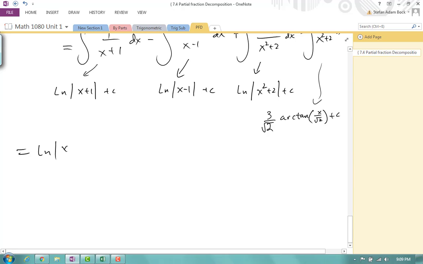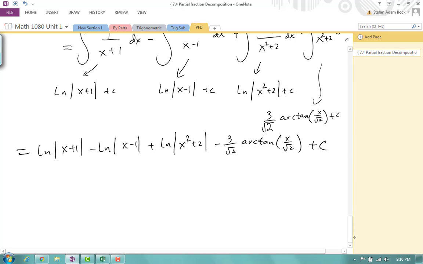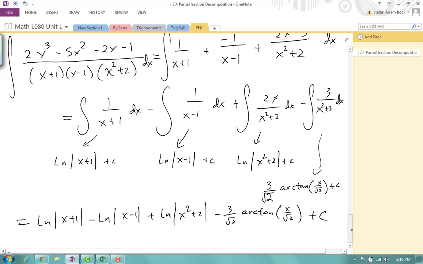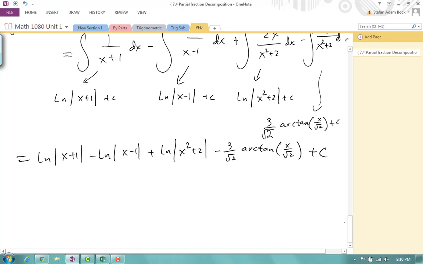So I have the natural log of x plus 1 minus the natural log of x minus 1 plus the natural log of x squared plus 2 minus 3 over root 2 arctangent of x over the square root of 2 plus c, a bigger c. Yes. There are some other ways to write this, but this is generally how one of these problems is going to go down. And a lot of the work is going to be trying to solve for the coefficients. But sometimes there is an easier way.